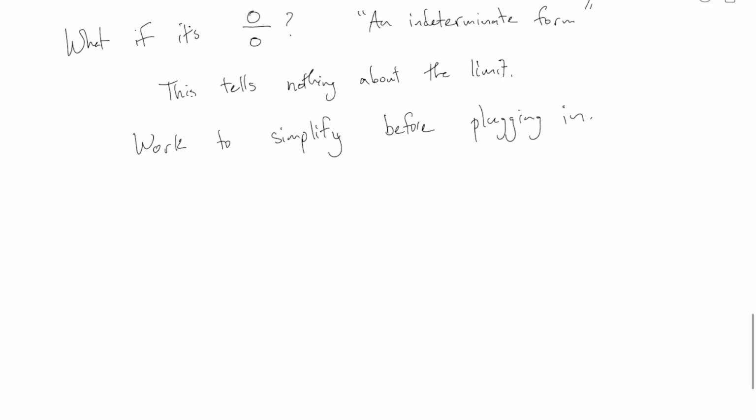And you should expect, when you have these on the test, they're going to be this harder kind because the easier kind is too easy. All right? Let's try some examples here. How about the limit as x goes to 0 of (x plus 3) squared minus 9 over x.